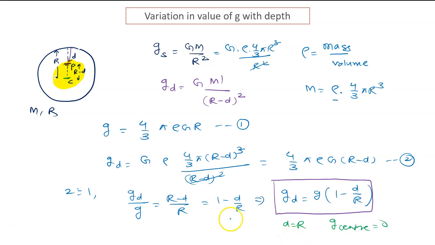It means if I ask your mass is m and you are reaching at the center of the earth, what will be your weight? We know weight is given by mass into gravity. Gravity at the center of the earth is 0. So weight at the center of the earth will be 0.